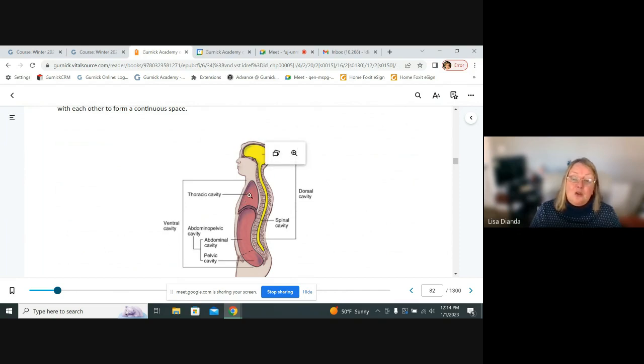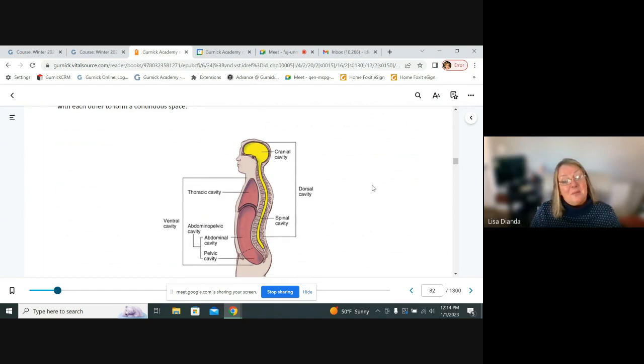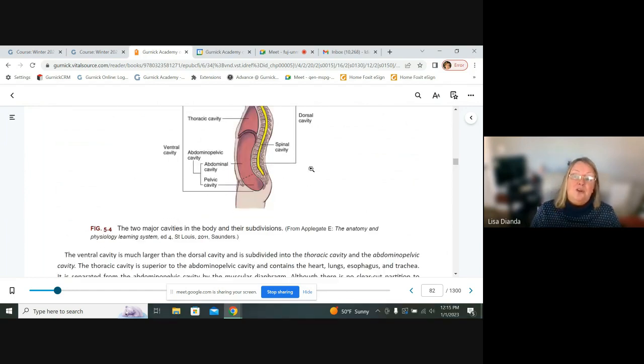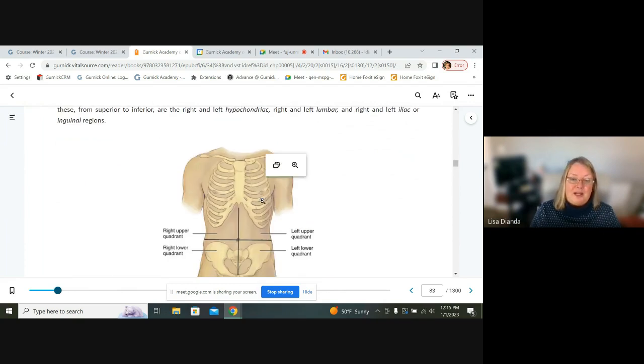Ventral cavity includes thoracic, abdominal, and pelvic, right? So ventral cavities are on the anterior side of the body. My dorsal cavities are all on the posterior side of my body, the dorsal side. Ventral, dorsal. Practice these things. You'll enjoy it a lot more the more you practice.